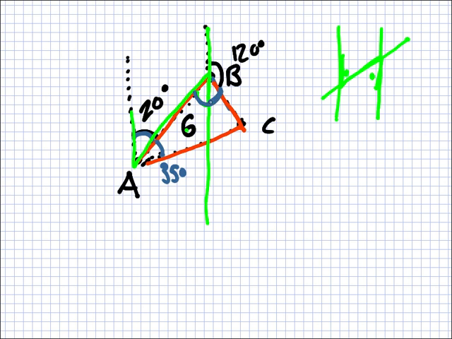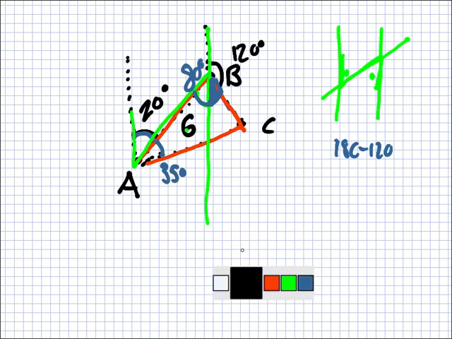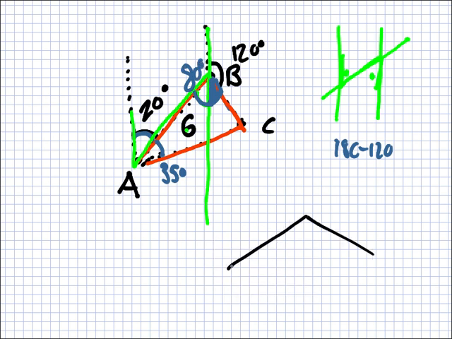That would be 180 minus 120. That's 60, isn't it? And if that's 60 and that side's 20, then this whole angle here is 80. So if we just draw what we have now, we have this triangle. This side is 35. This side is 80. This side is 6.